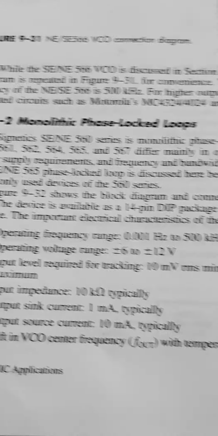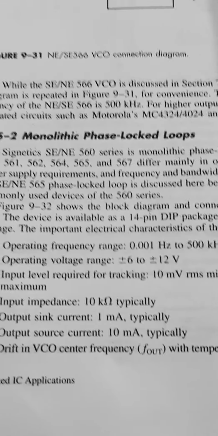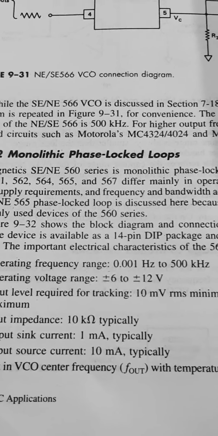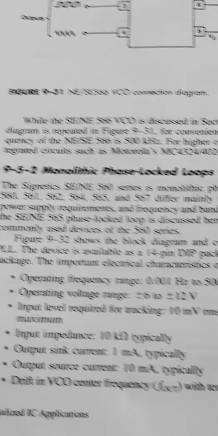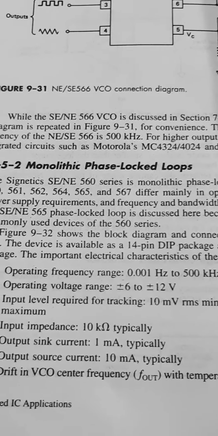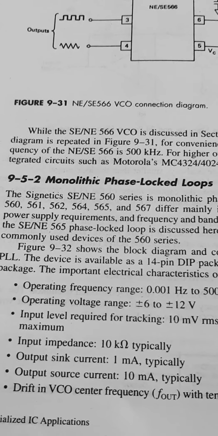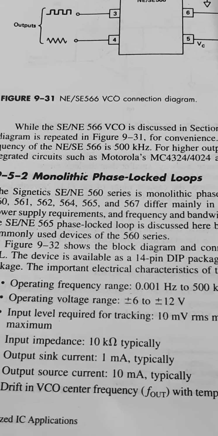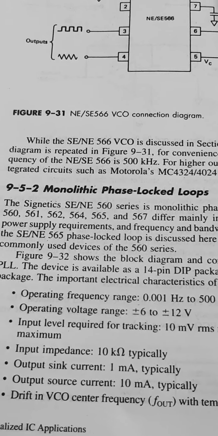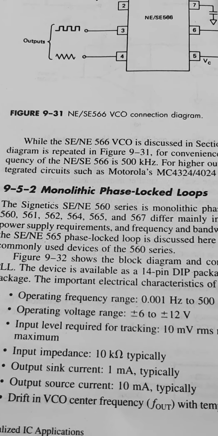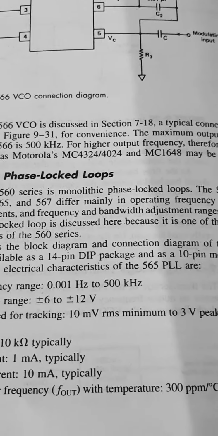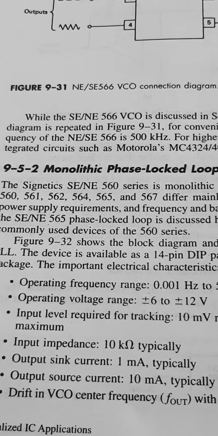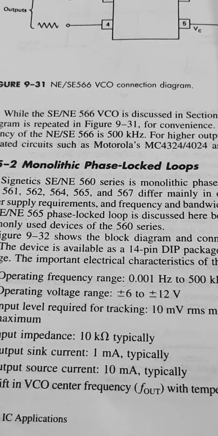The monolithic phase locked loops, that means entire phase locked loops in one IC, are the Signetics SCNE 560 series. There are so many ICs: 560, 561, 62, 64, 65, and 67. The SC bar NE 565 phase locked loop is what we are discussing here, since it is the most commonly used device. That is why it is discussed.